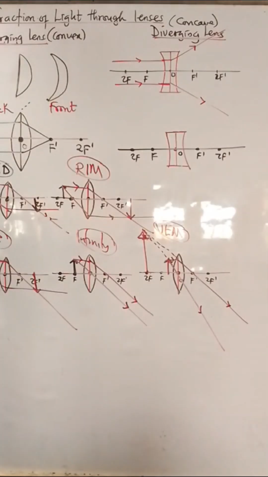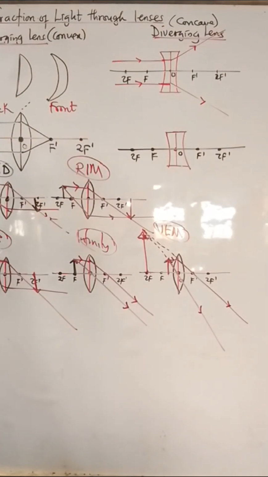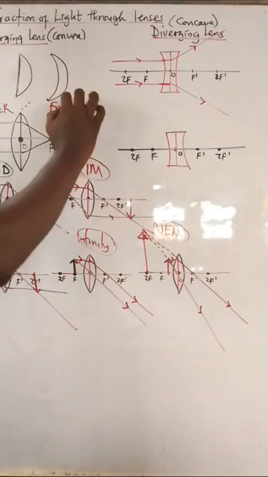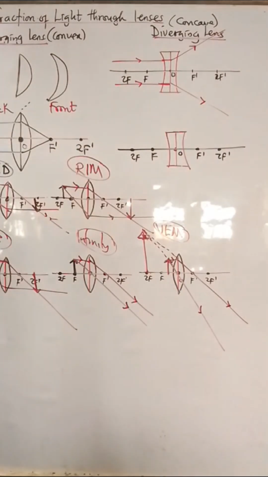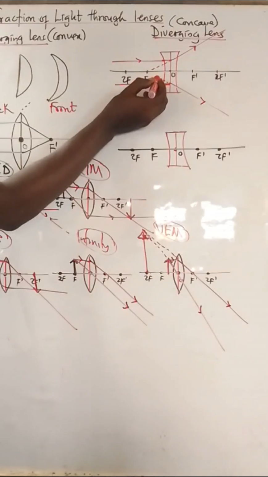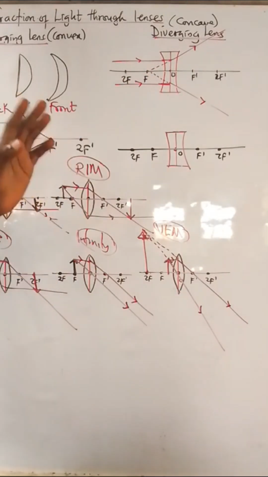So unlike this one that converges after refraction, these two diverge after refraction. What is principal focus? Principal focus is a point on the principal axis where rays converge or diverge after refraction. This one converges after refraction. This one diverges after refraction. So the question is, where is the focal point for this, or principal focus? We throw this one back. So the divergence started from what? From F.